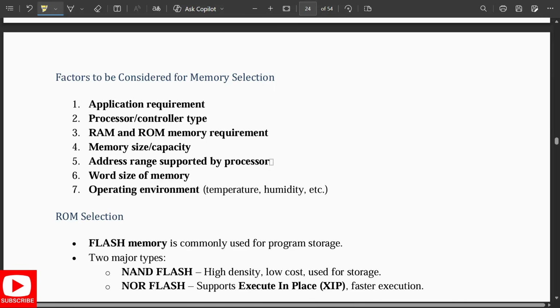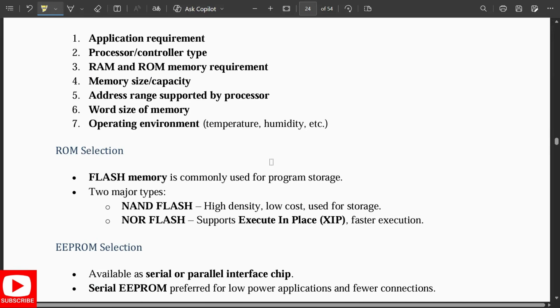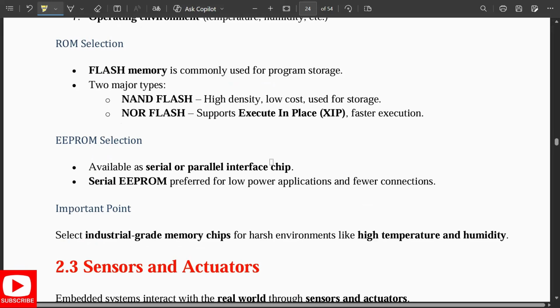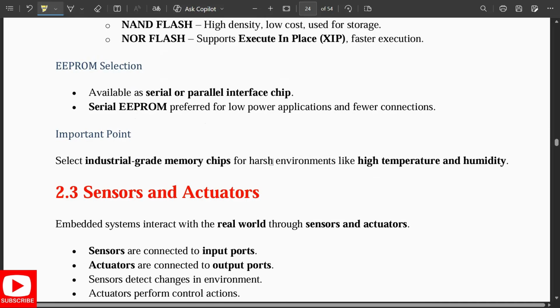For ROM selection, flash memories are commonly used for program storage. We have two types: NAND flash and NOR flash. NAND flash is high density, low cost and used for storage. NOR flash supports execute in place and faster execution. Next comes EEPROM selection. It is available as a serial or parallel interface chip. Serial is preferred for lower-end applications and fewer connections.